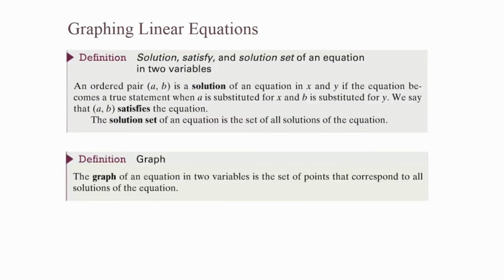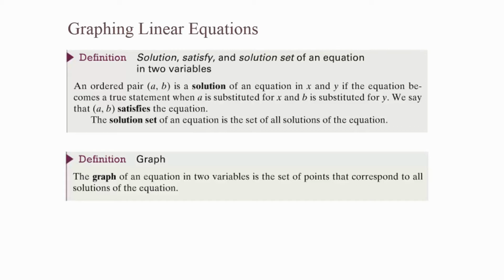An ordered pair is a solution of an equation in x and y if the equation becomes a true statement when a is substituted for x and b is substituted for y. We could say that point satisfies the equation. The solution set of an equation is the set of all solutions of the equation. A graph of an equation in 2 variables is the set of points that correspond to all solutions of the equation.